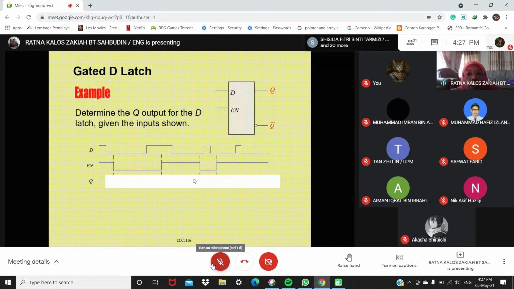Now you can try to draw the timing diagram or the waveform for Q. Determine the Q output for the D latch given the inputs shown. So this is the D latch. Can you draw the output here?